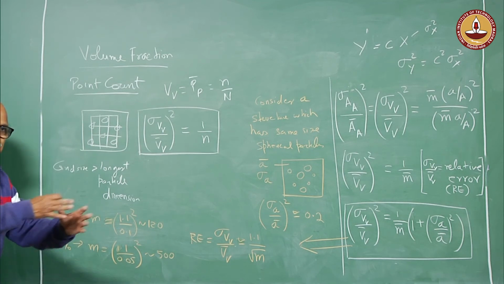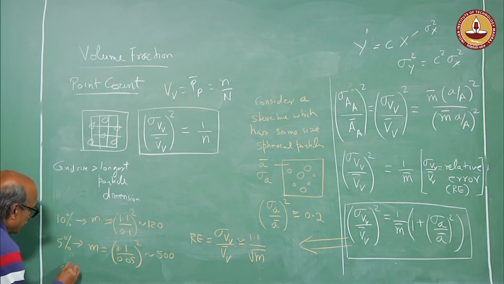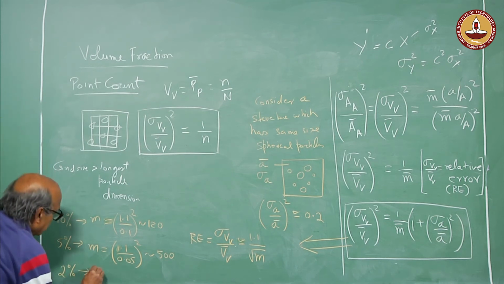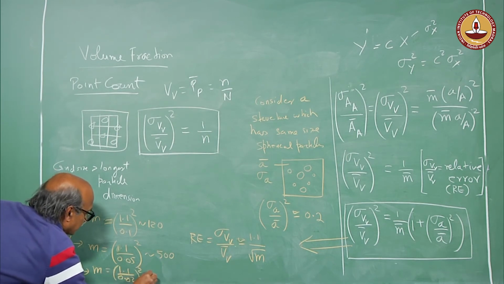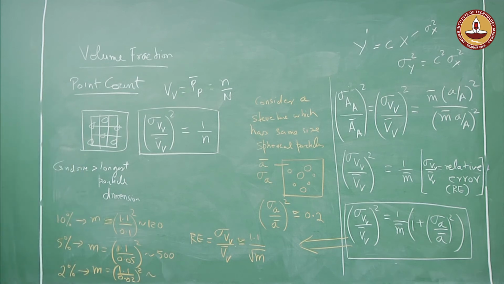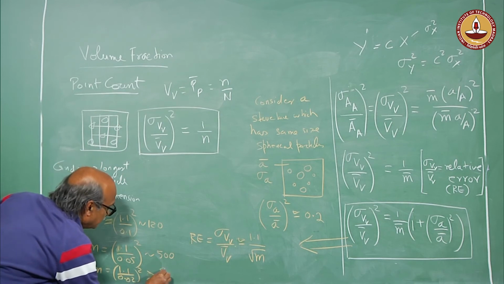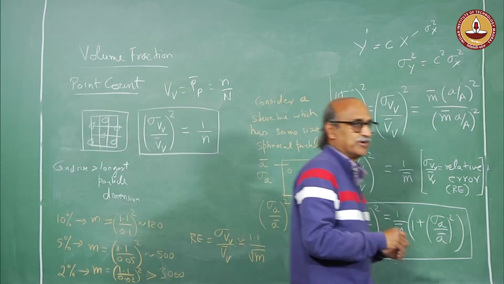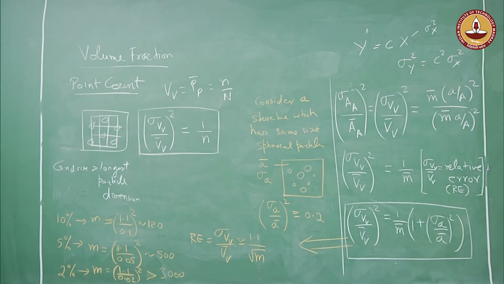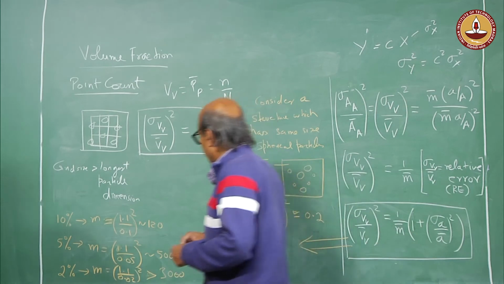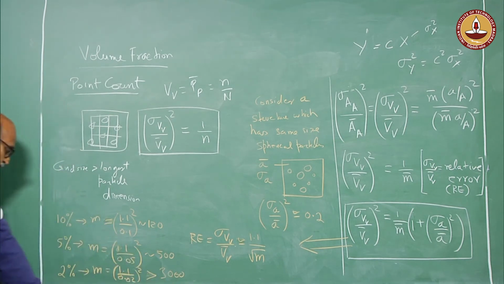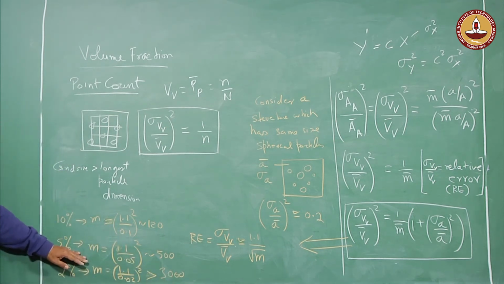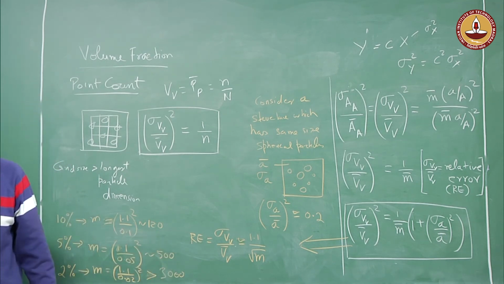And let us say I want to be very accurate, and keep it to 2% error, where I do not want more than 2% relative error. Then m would be (1.1 upon 0.02) squared, and this would be greater than 3000. I need to measure 3000 particles. So, I need to measure areas of 3000 particles to keep my relative error within 2%. If I want to keep it within 5%, I need to measure at least 500 particles.